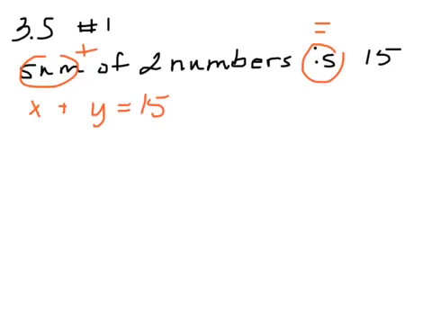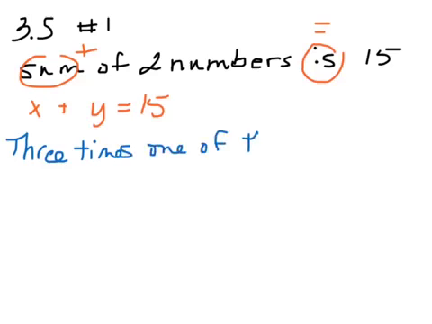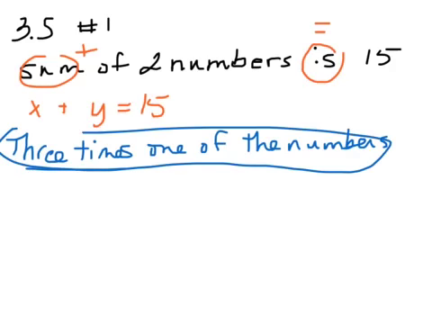After that, it says 3 times one of the numbers. Okay, so let me write some of this down. 3 times one of the numbers. Let's pick one of the numbers. Let me choose x. So I'm just going to say that this is describing 3 times x, okay?